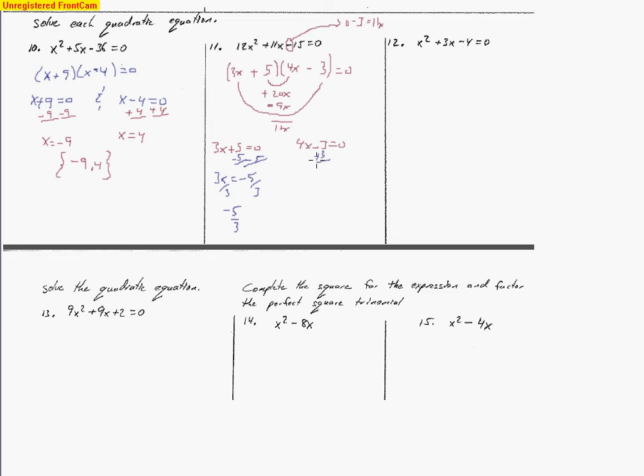For the next one, we have to add 3 to both sides. I get 4x equals 3. Divide by 4. I get the other answer, 3/4. So these are the two x-intercepts, the values of x when y equals 0. It's not an ordered pair, it's two x-intercepts.